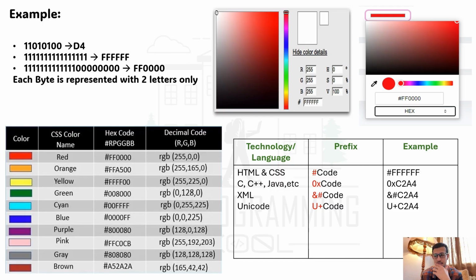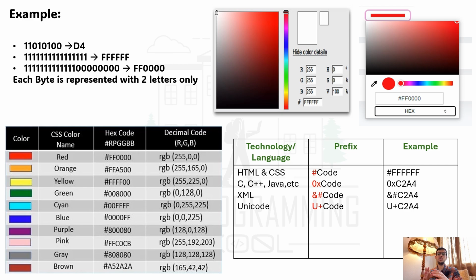XML, you will learn what XML is in the future, in course number 9. The prefix is the ampersand sign and hashtag and then the code. And if you use Unicode, the prefix is U plus, and after that the code. So this is just a clue about hexadecimal and how it's easier than binary. Developers use it much more than binary because it represents the code more easily. And the different prefixes for each language, I gave you as a clue for some languages.